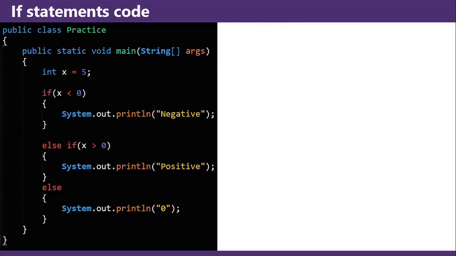If statements, again. int x = 5, if x is less than 0, print out negative. If x is greater than 0, print out positive, else print out 0. 5 isn't less than 0, but it is greater than 0, so this will print out positive.